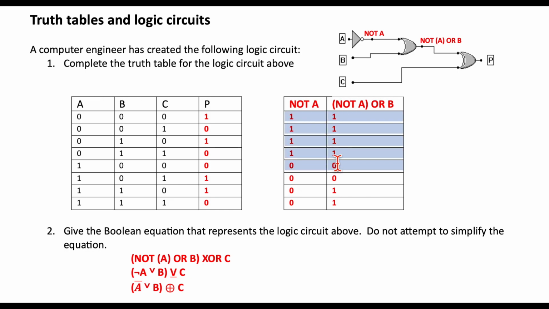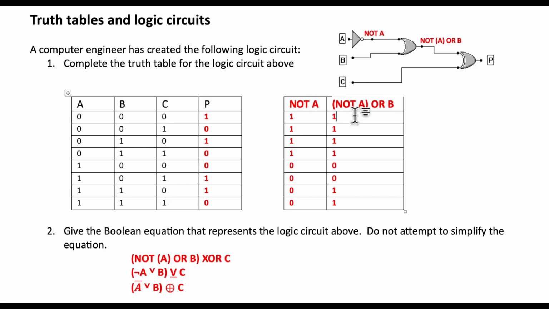Now we have the intermediate steps from our input to final output. So let's see how we generate the NOT A column. So whatever the value of A is going into this NOT gate, the opposite will come out. So if you look at the data in the A column, the NOT A column is an exact opposite.